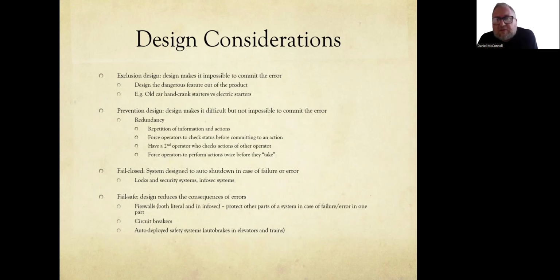Now, if we can't get to exclusion design, maybe we try to just prevent the error through other barriers to errors, right? So repetition is one example. If you have to do something two or three times in a row in order for an action to take effect, then that means that, well, here's an example.